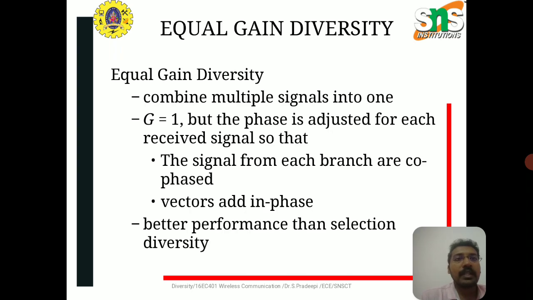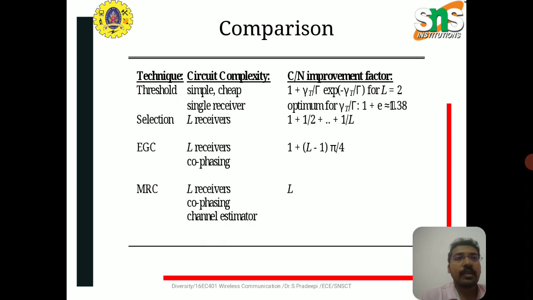Equal gain diversity combines multiple signals into one, in which G equals 1, but the phase is adjusted for each received signal so that the signals from each branch are co-phased. Vectors are added in phase, giving better performance than selection diversity. The comparison is given in this slide.